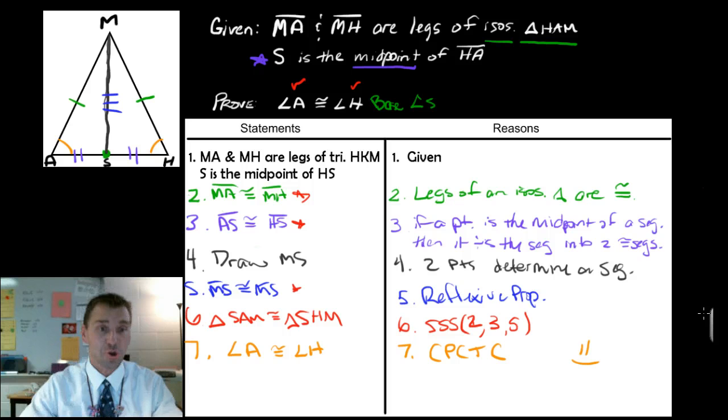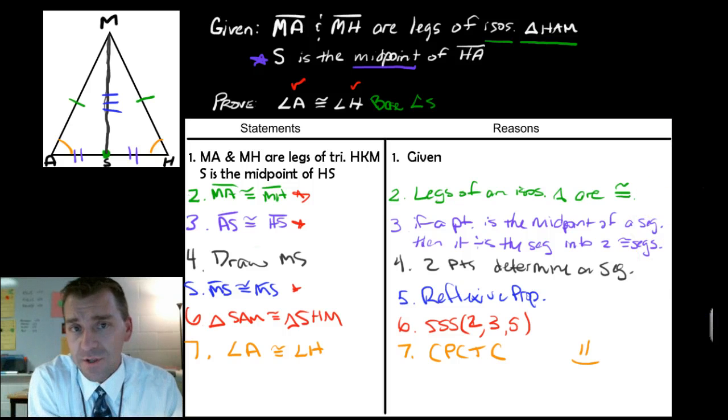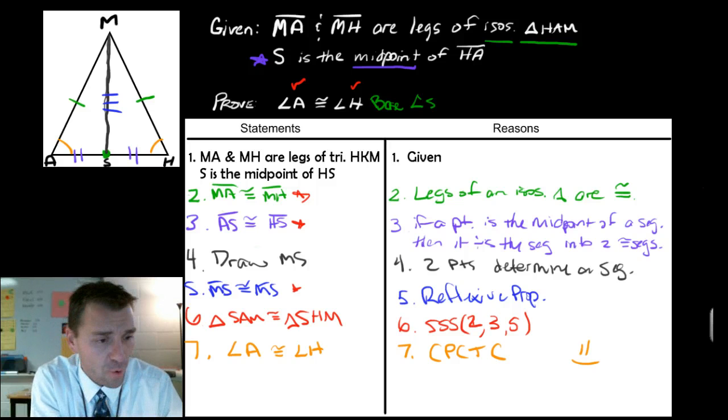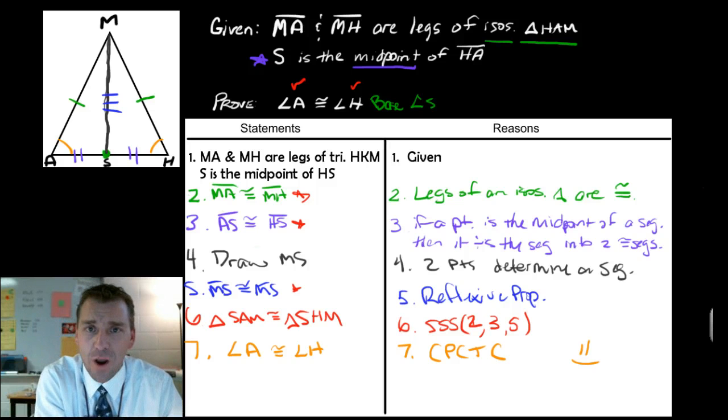It's 7 steps. You can easily do it from everything that you know at this point, guys. We just used legs of an isosceles triangle, midpoint, we drew a line, reflexive property, got the triangles from going through side, side, side, and then we use CPCTC.